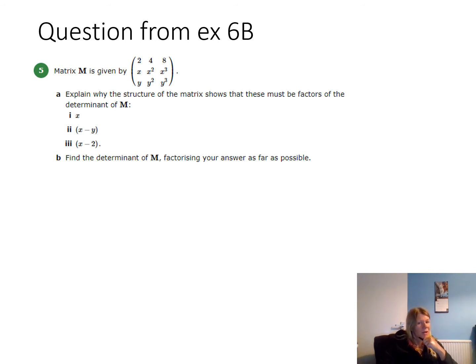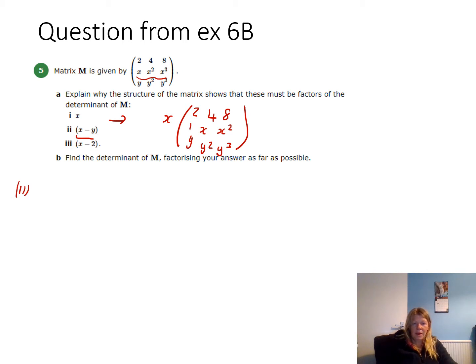So we're given a matrix. Explain why the structure of the matrix shows that these must be factors of the matrix. So part I is a bit easy. Part I, you can see that's come from the middle row here. You can just pull the middle x out of the middle row. So you get 2, 4, 8, x has come out here, so you've got 1, x and x squared, y squared, y. So you can see that that's a factor. Easy.